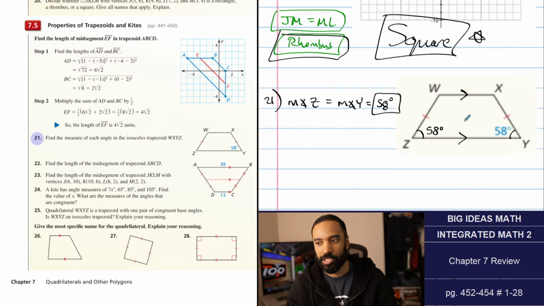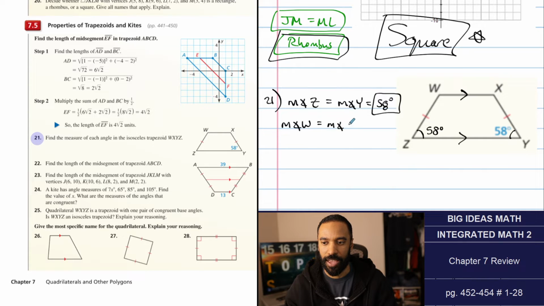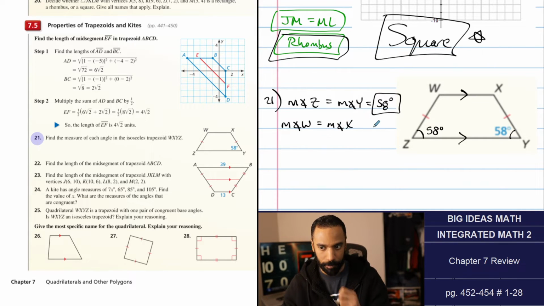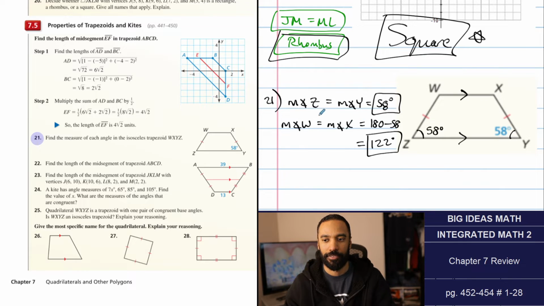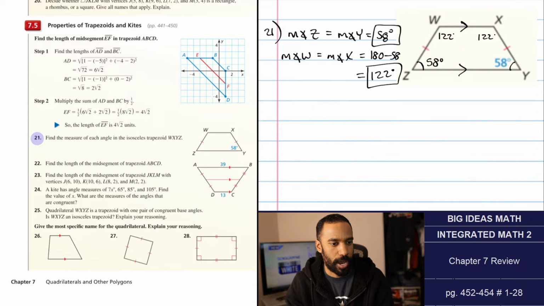Now, W and X, same thing as parallelograms. They are consecutive non-base angles here, but they will be supplementary to each other. Measure of angle W is going to be the same as measure of angle X, and those are found by doing 180 minus 58. They're supplementary in that way. So this is going to be 122 degrees for each of those. 122 and 122. There's your isosceles trapezoid angle measures.